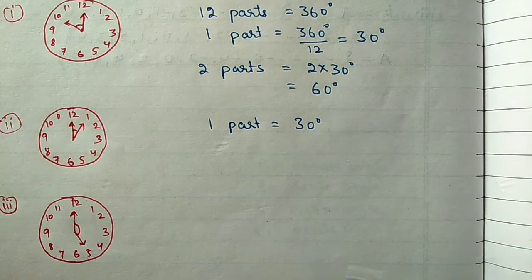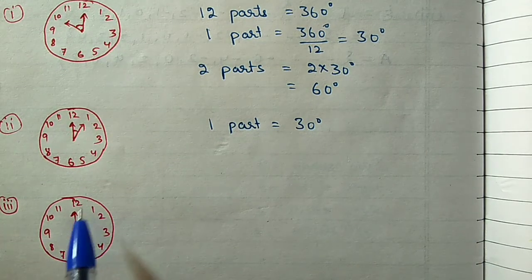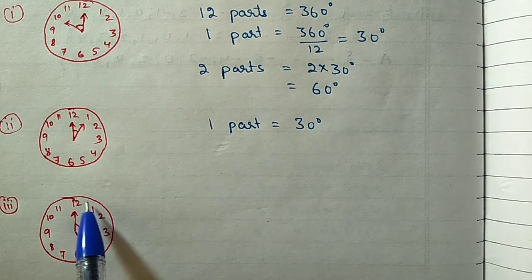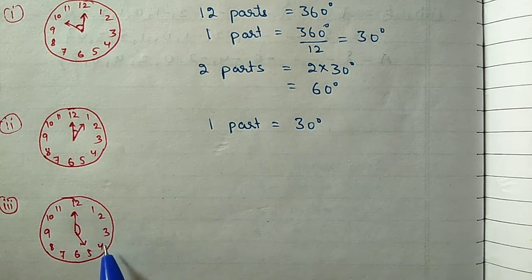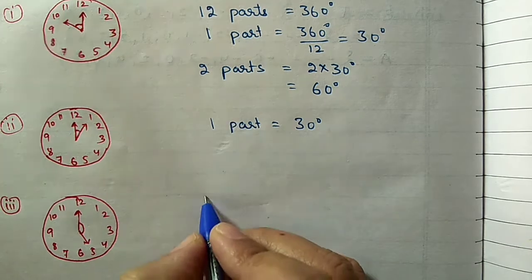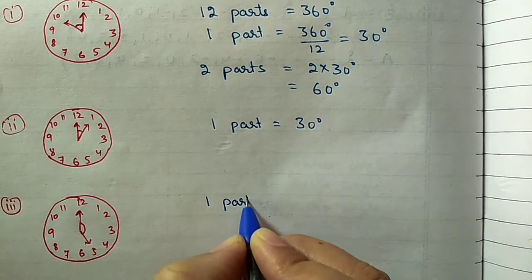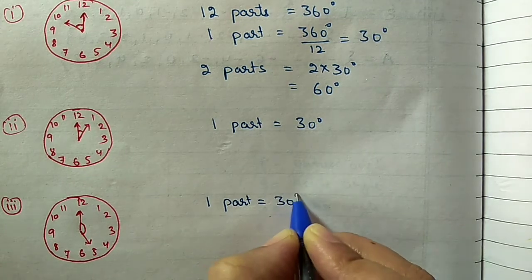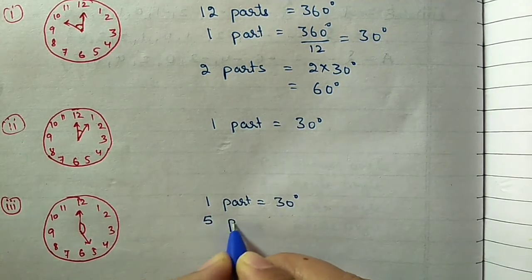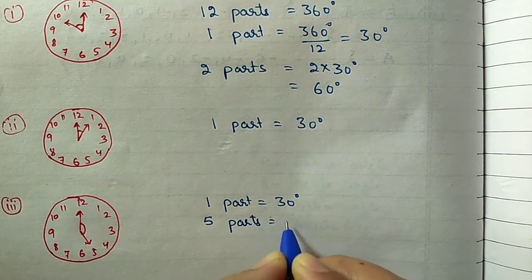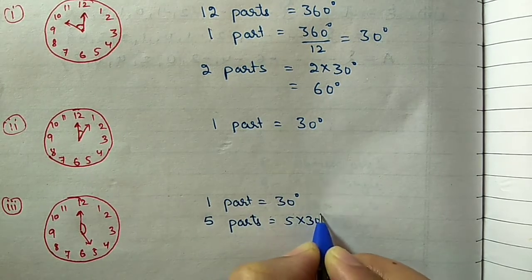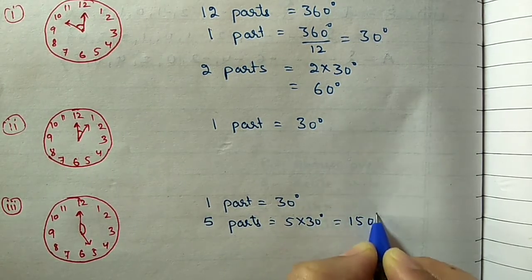Next, the third one. In the third one you can see one hand is at 12 and another hand at 5. So from 12 to 5, how much is it moving? 1, 2, 3, 4 and 5 parts. As we know, if it moves one part, the angle is 30 degrees, and now it is moving 5 parts. So 5 into 30 comes to 150 degrees.